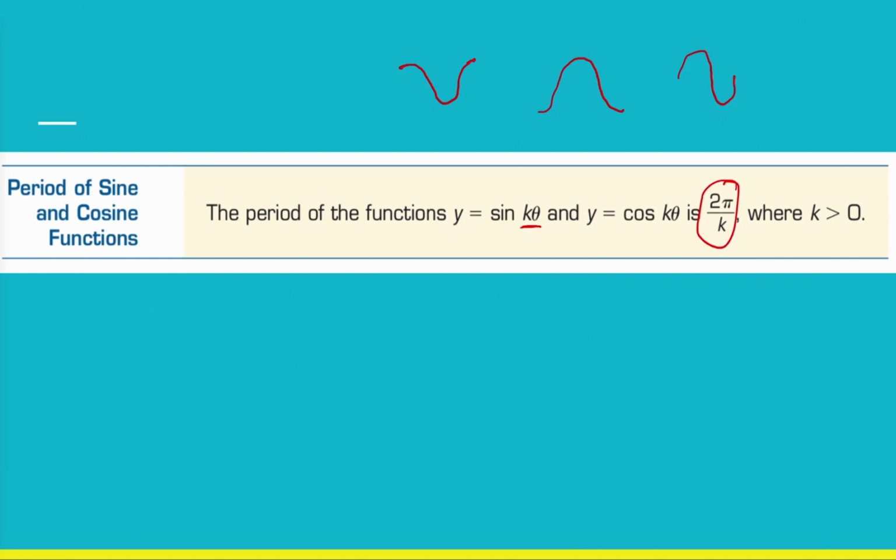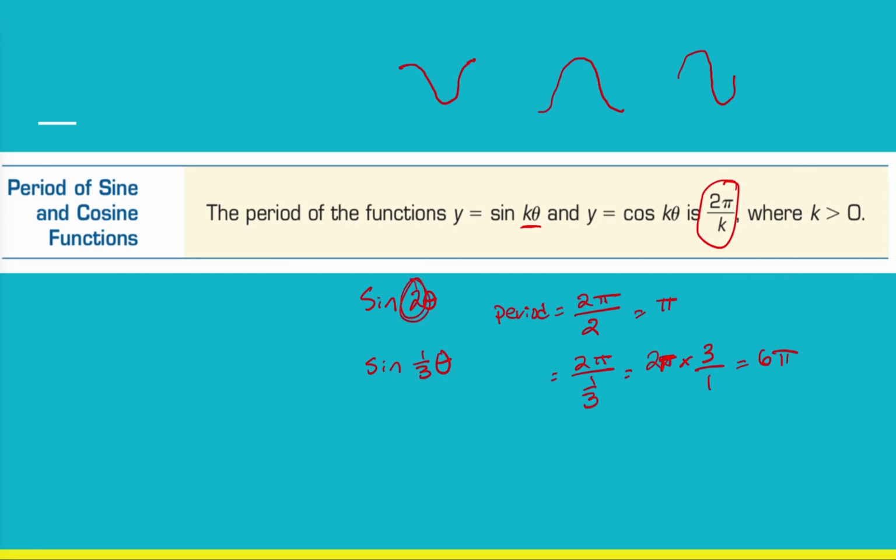So if we have sine of 2 theta, your period is going to be 2 pi over 2, which would be pi. If we have sine of 1/3 theta, your period would be 2 pi over 1/3. When you divide by a fraction, you multiply by the reciprocal, which is 3/1, and so your period would be 6 pi.